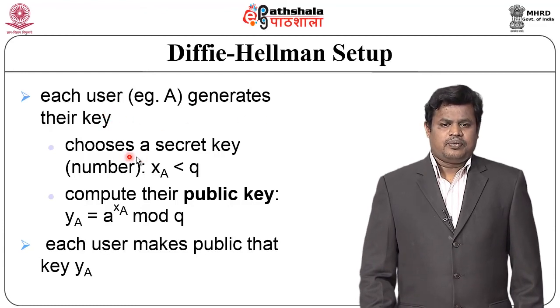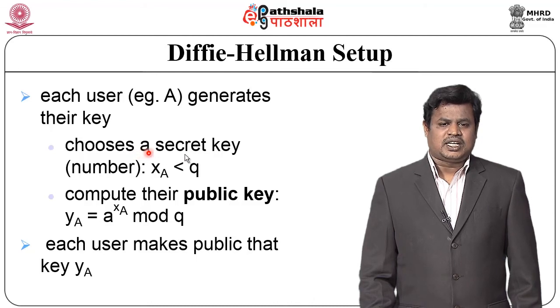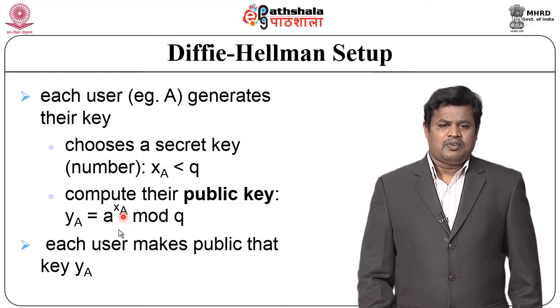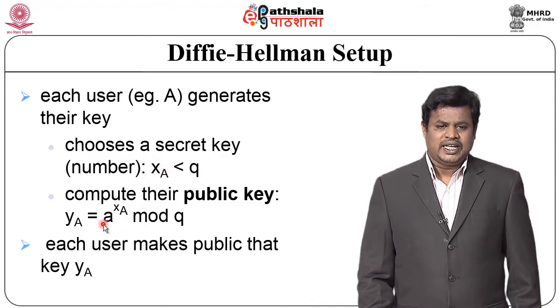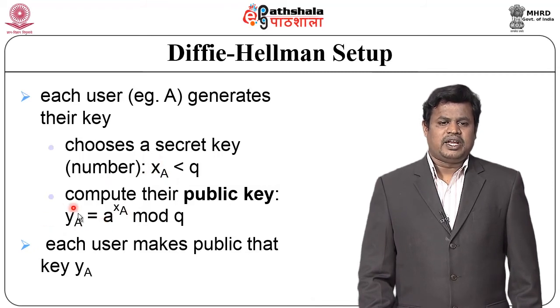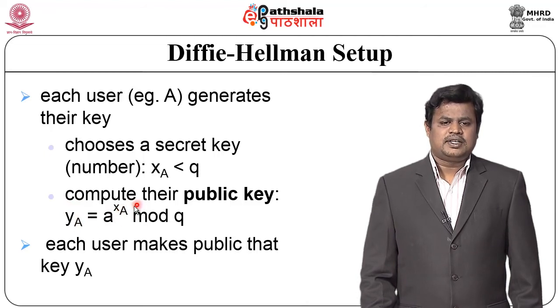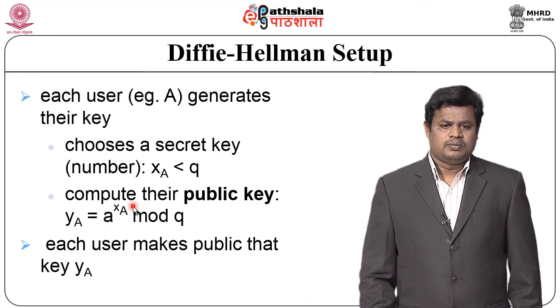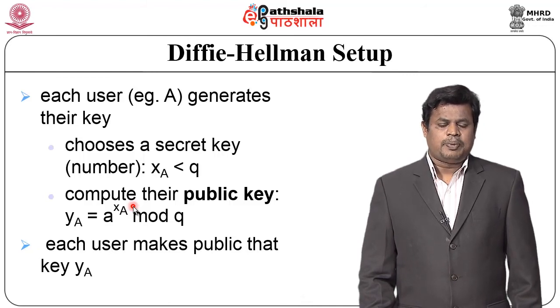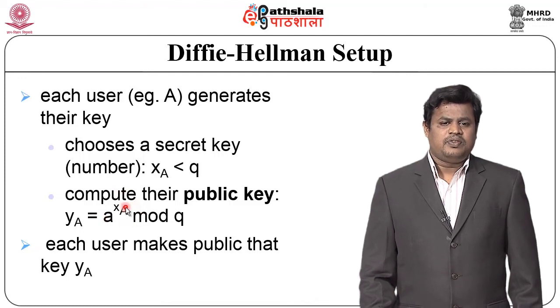Now how do Alice or Bob, that is each user, generate their key? First, the user must select a secret key, xa, which must be less than q, and from this xa, with the help of our primitive root element a, they should compute their public information ya. So what is the secret here? Xa. We should not share xa with anyone, even the person whom you want to communicate with.